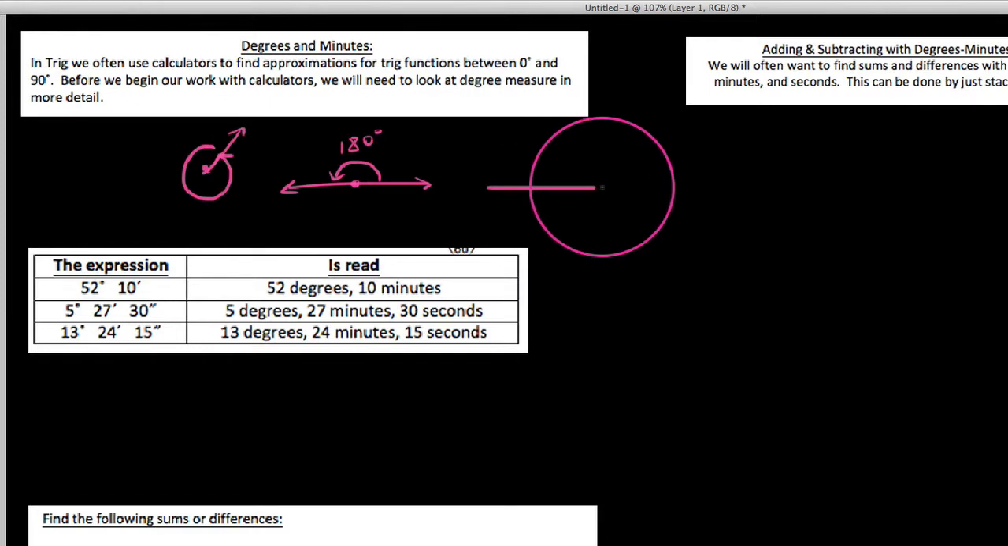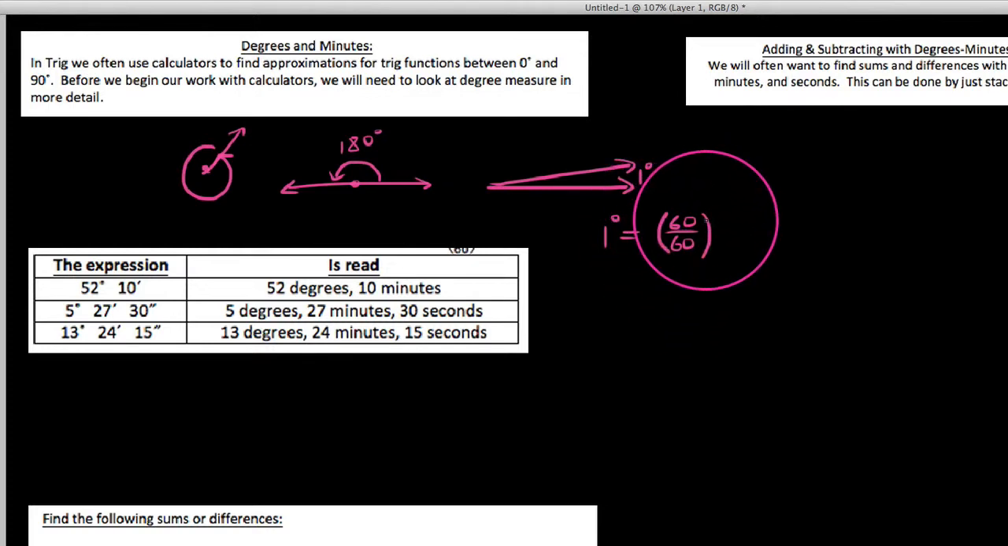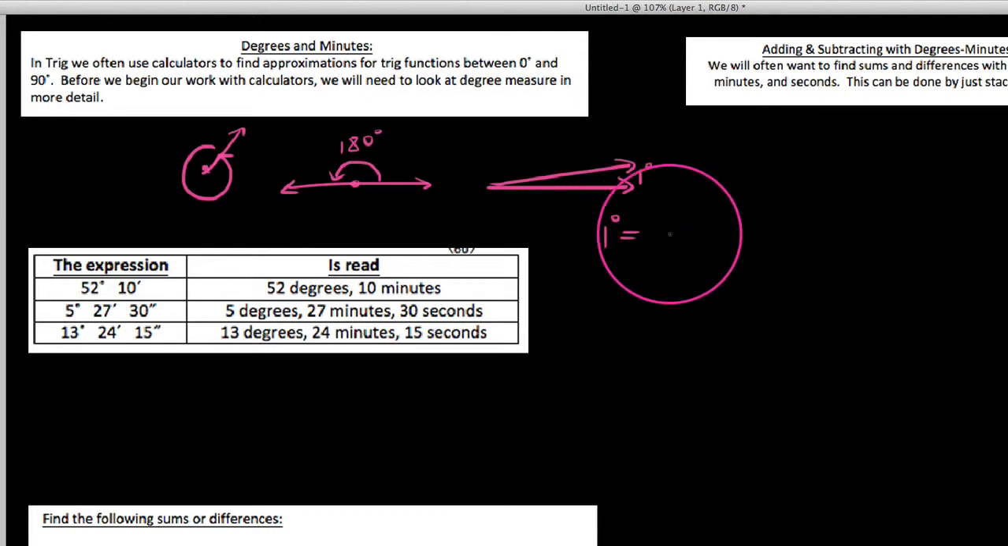We classify a degree as being 1/360th of a full rotation. But we're going to split this degree up into even smaller parts. We'll take this degree and split it up into 60 smaller size parts, and we're going to refer to this as 60 minutes. So we say 1 degree is 60 minutes, and we refer to 60 minutes as this right here.